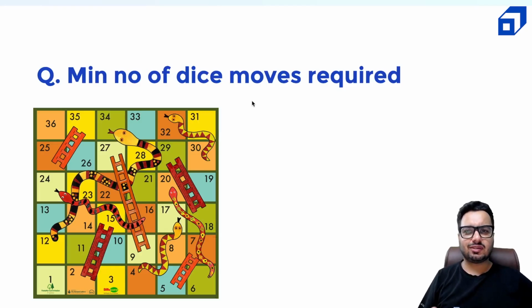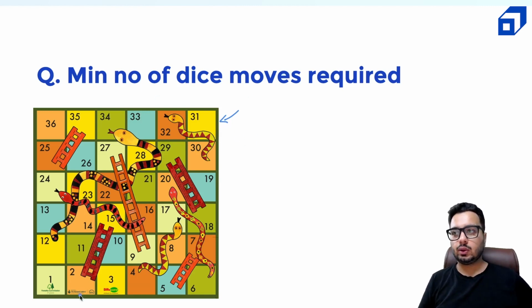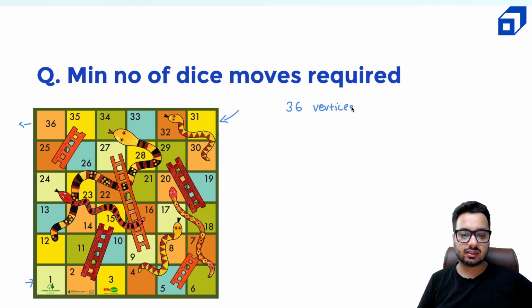Now we will discuss one application of BFS in solving a problem. We are given a snakes and ladders board which looks like this, and what we need to do is find the minimum number of moves required to go from the source, which is cell 1, to the destination, which is cell number 36. First of all, we need to decide whether it is a graph problem. If you look carefully, you can see there are 36 vertices, 36 nodes where you can go. So clearly we see vertices. But how do we decide the edges, right?